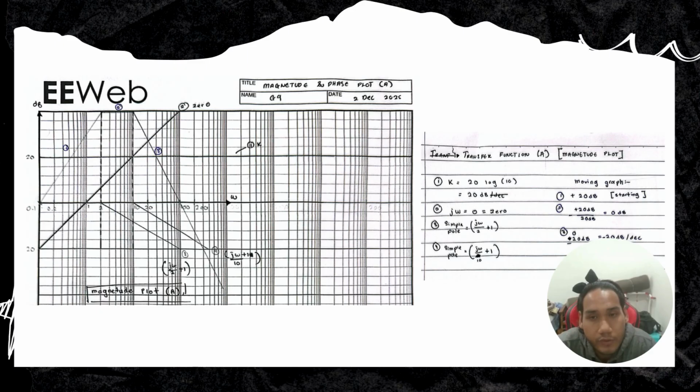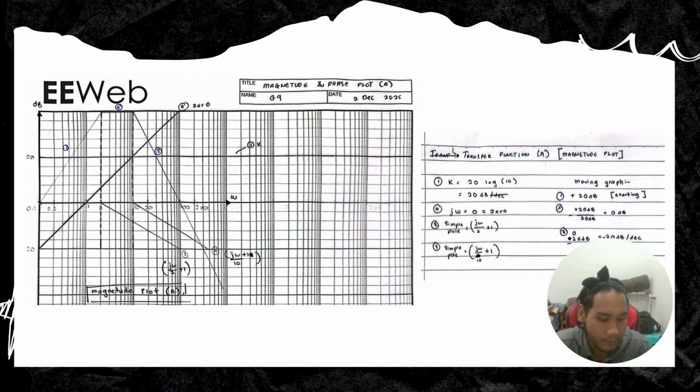Okay, so without further ado, I will explain how we construct our magnitude plot. Before we do our magnitude plot, we have 10 as our constant number. So how do we convert that constant number into a magnitude plot standard form? We have to apply the formula 20 log k. We substitute our constant number, 20 log 10, and we will get 20 decibels.